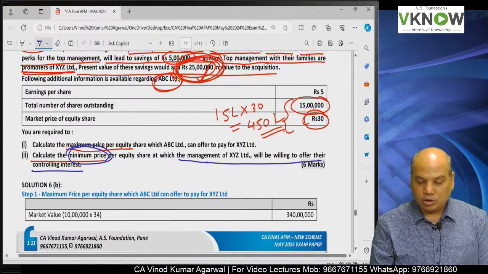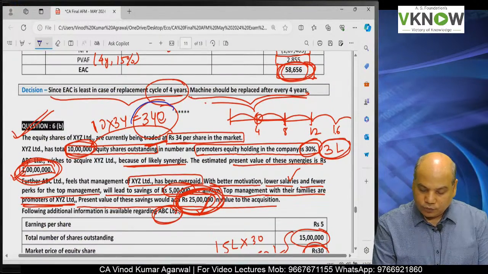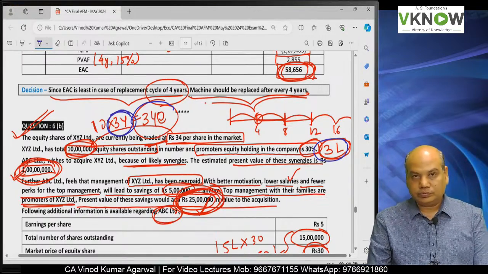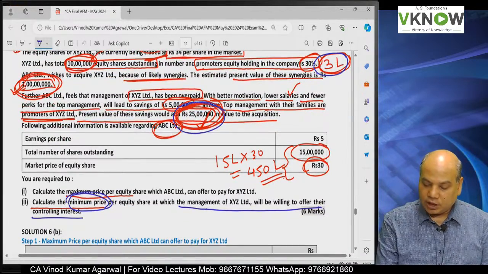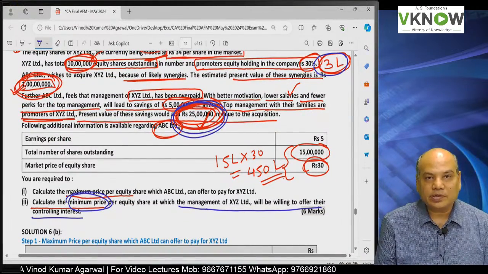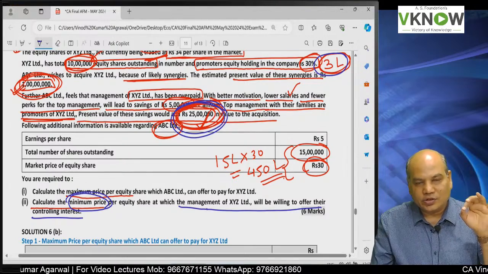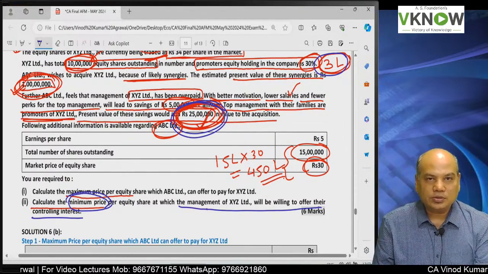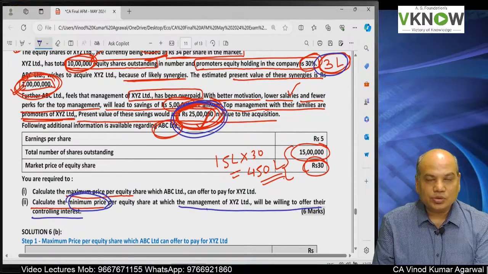So they will want, they are already having a valuation of 34 rupees per share into 3 lakh shares, plus they are going to sacrifice 25 lakh rupees salary in present value terms. So they would want that I must get my existing share value plus loss of remuneration. At least that much I should get.